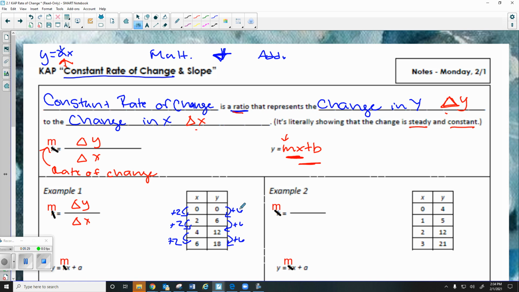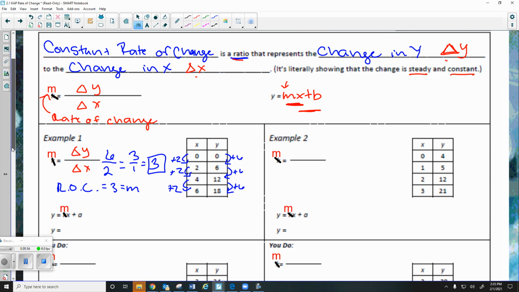Okay, let's actually find it. The change in y was adding 6 each time. The change in x was adding 2 each time. Of course, we want to simplify. That's the same as 3 over 1, all the way down to 3. My rate of change is 3. My multiplier is 3.